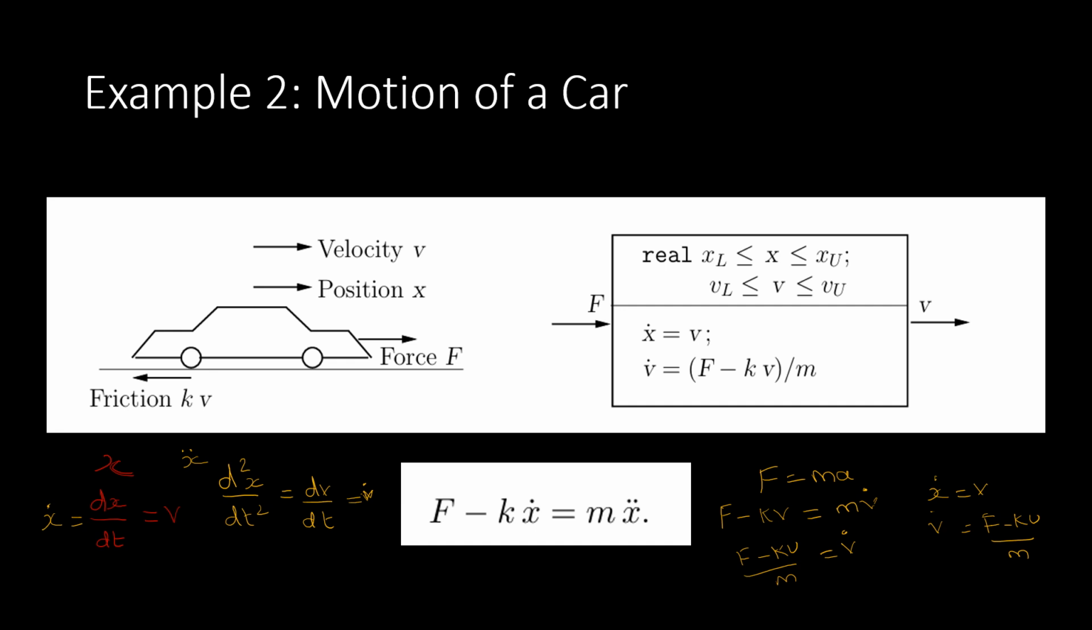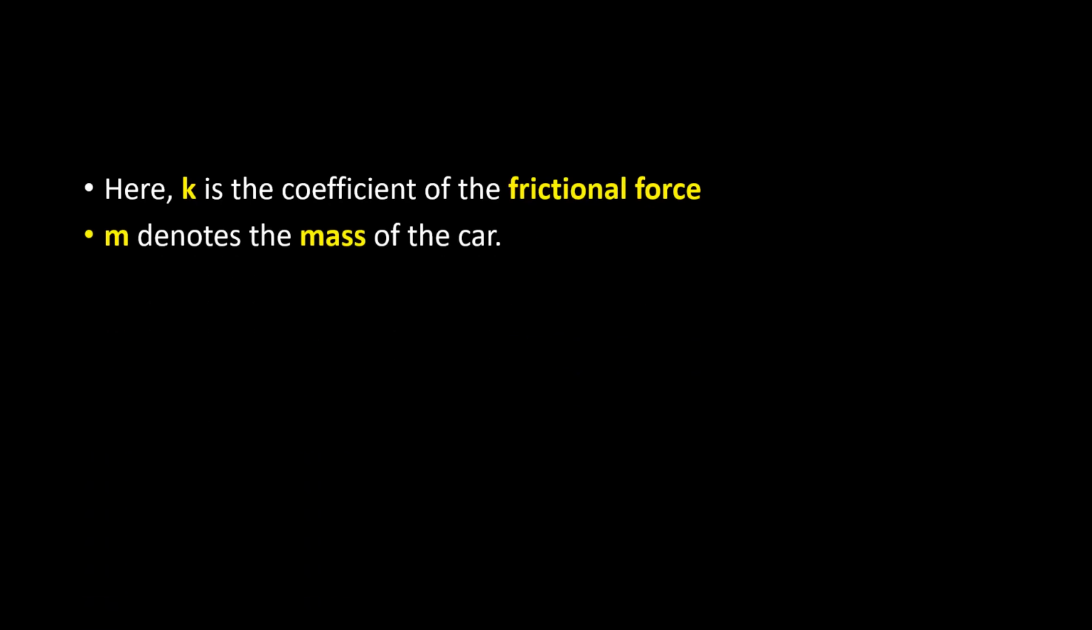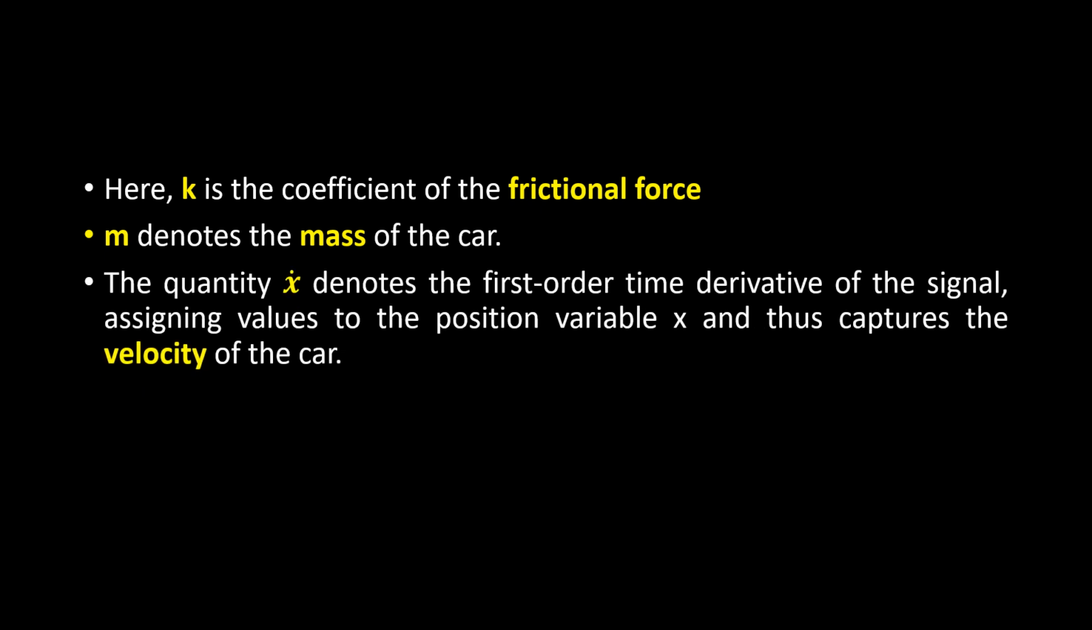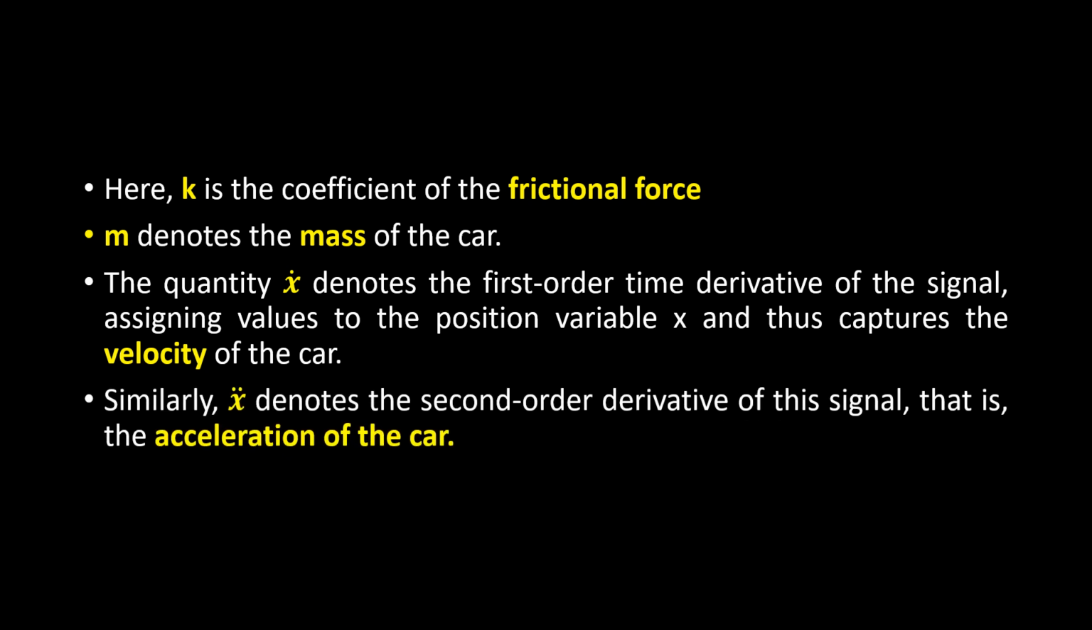I hope this is clear for you. So k represents the friction coefficient, m represents the mass of the car, and the quantity x dot denotes the first order time derivative of the signal, which is the velocity of the car, and x double dot represents the second order derivative of the signal, that is the acceleration of the car.